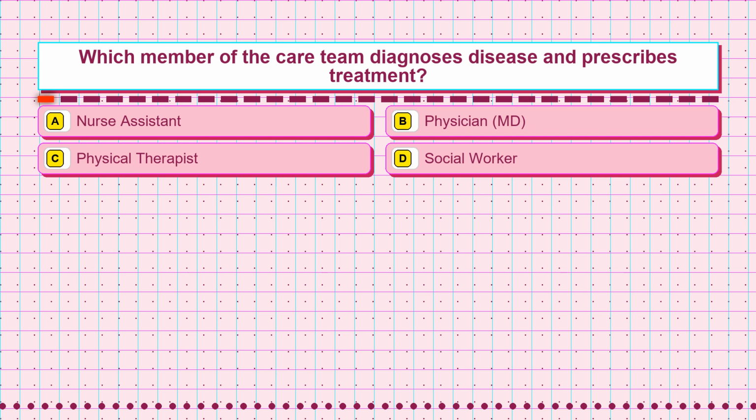Question 45. Which member of the care team diagnoses disease and prescribes treatment? Option A, a nurse assistant. Option B, physician, MD. Option C, physical therapist. Option D, social worker.